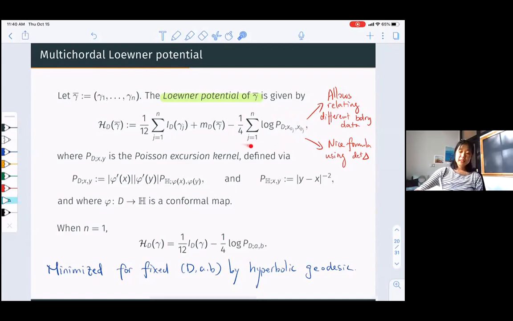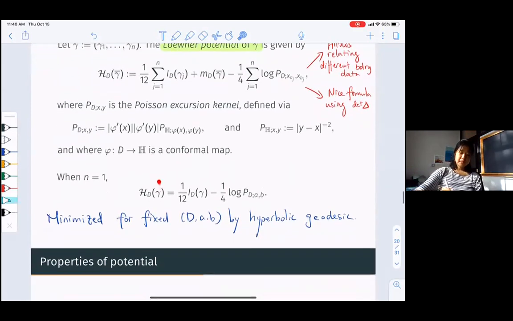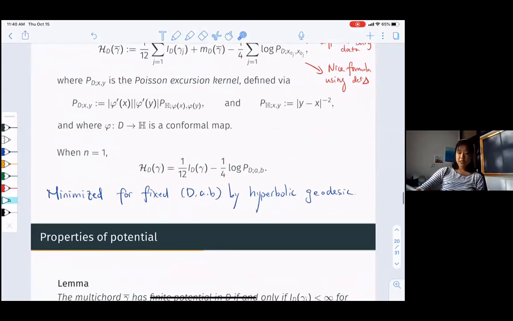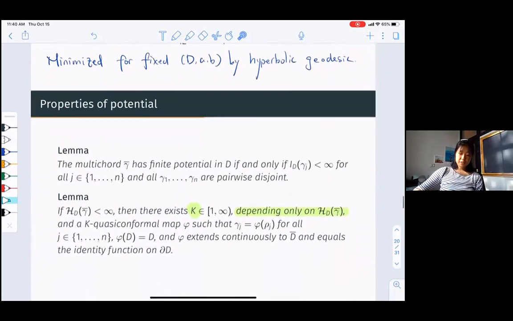And the reason for including this is that we are going to relate this potential with different boundary data. Also, by including this quantity, it will give you a nice formula in terms of the deterministic Laplacian. When n equals 1, this Loewner potential is simply written this way, and it is minimized for fixed boundary data only if the Loewner energy of gamma is minimized, which means it is a hyperbolic geodesic. So this is a potential for multichords.